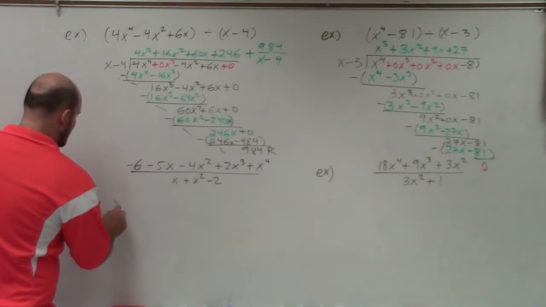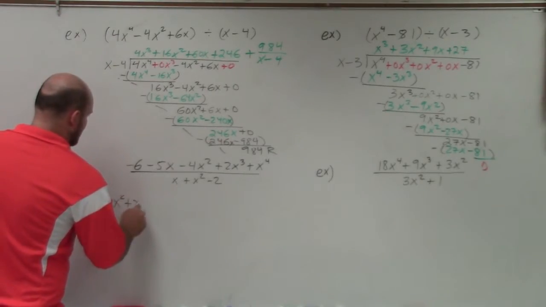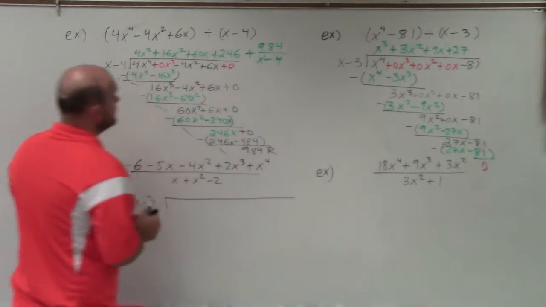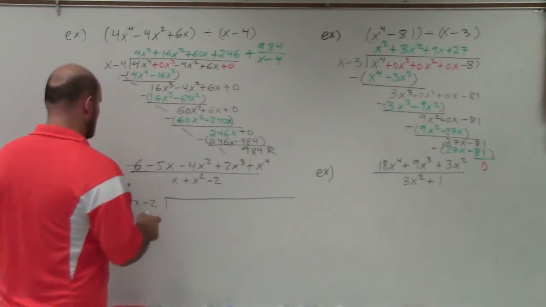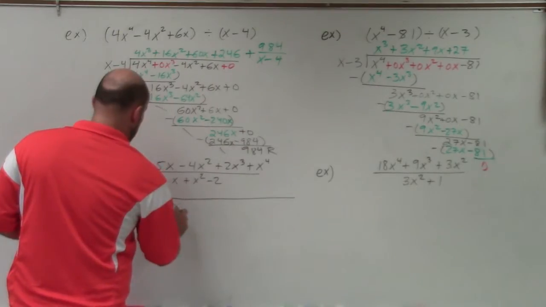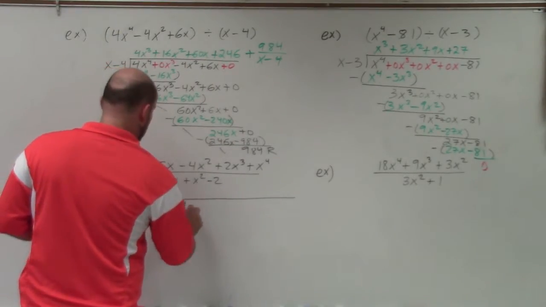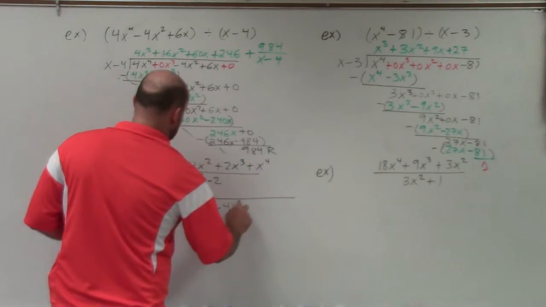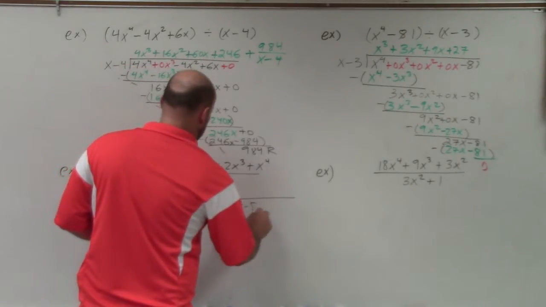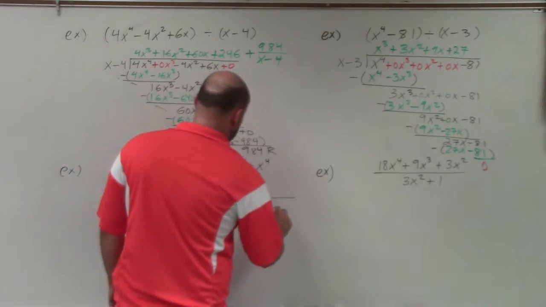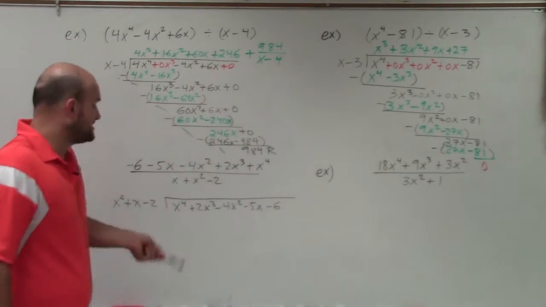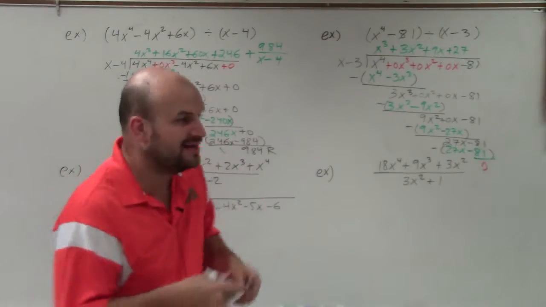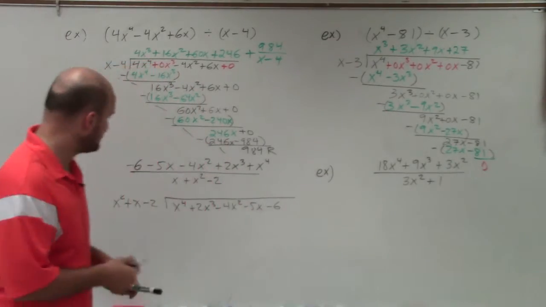So therefore, I'll have x squared plus x minus 2 divides into x to the fourth plus 2x cubed minus 4x squared minus 5x minus 6. So in this case, I don't have any missing terms. I just kind of made it difficult. I just tried to trick you a little bit by having them rewritten in the wrong way.